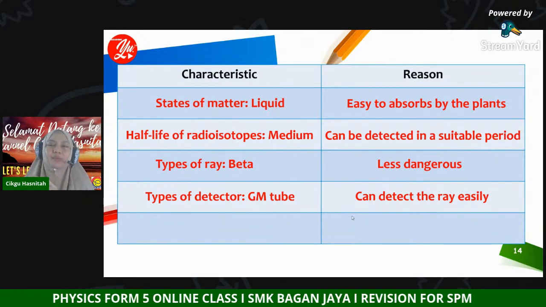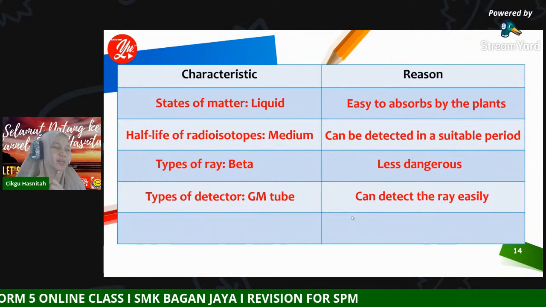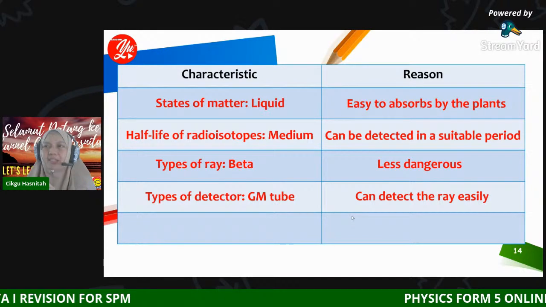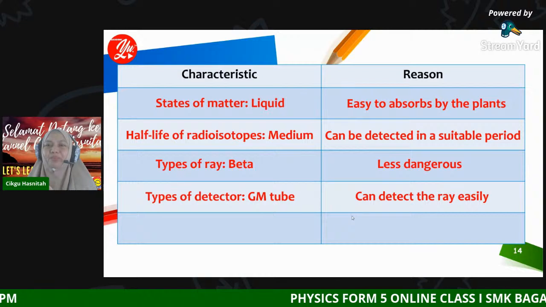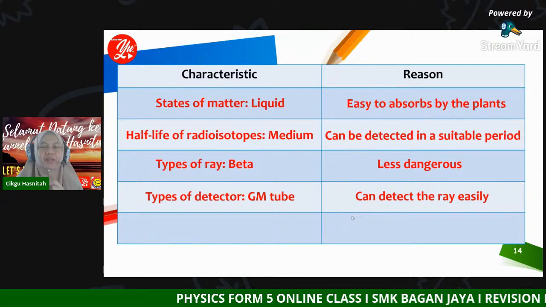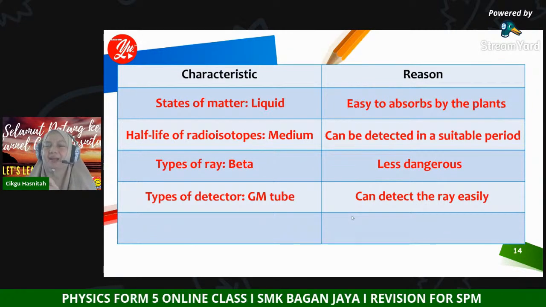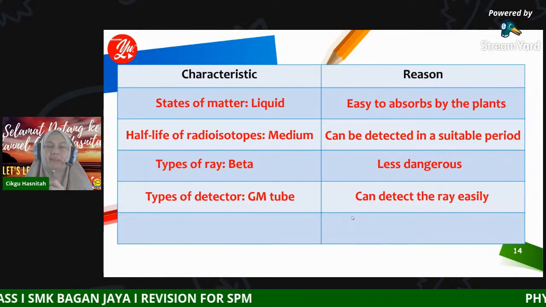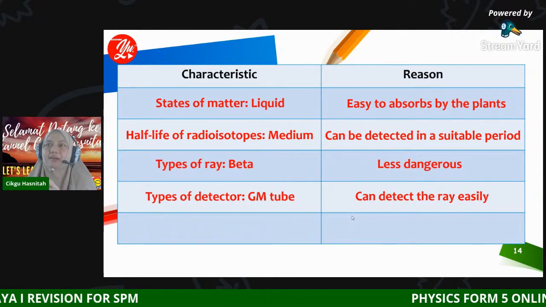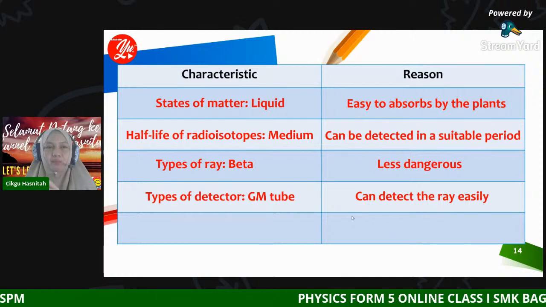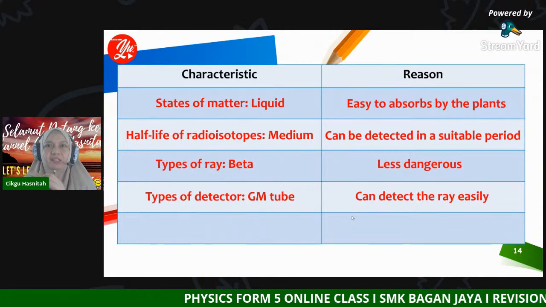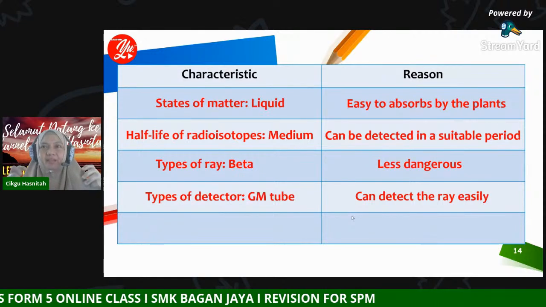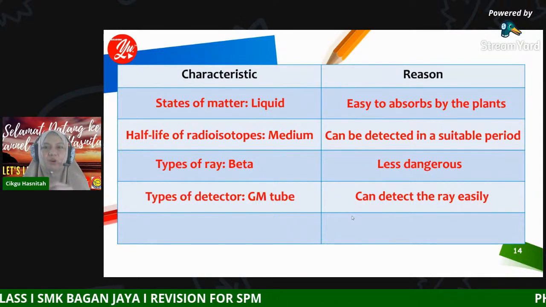W, X, Y, Z. So which radioisotope will you choose? What is GM tube? GM tube is a Geiger-Müller tube. Yes, it can detect beta ray. GM tube is the name of the device which we use to sense the presence of radiation, and normally beta.